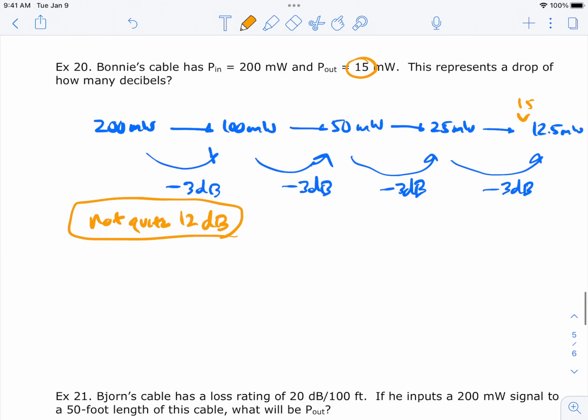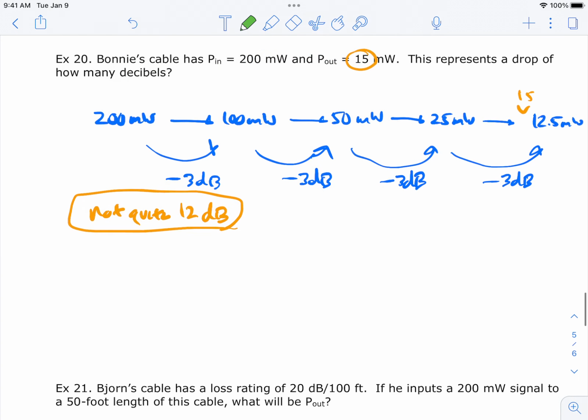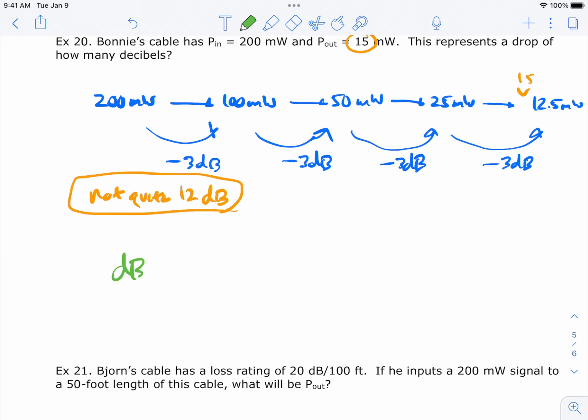Now, I should probably give you a formula, right? So there's a formula you could use. And the formula is perfect for if you're not going to land on one of these numbers, you're going to need the formula. So the formula goes something like this. Decibels is, let's make sure I get this right, 10 times the log of P in over P out, like that.